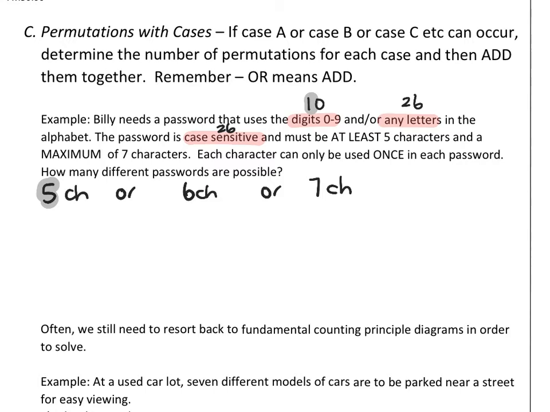So if you remember from the last unit on set theory, the word or means to add. So I'm going to figure out how I can pick 5 characters, right? I've got a total of 62 items to choose from because the lowercase and the uppercase and 10 digits equals 62. And I want to pick 5 of them. Or I could have a 6-character password, or I could have a 7-character password.